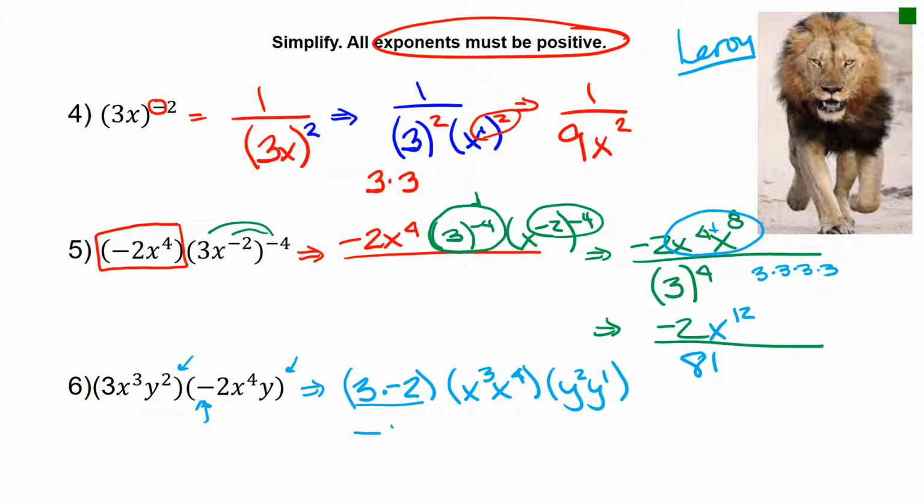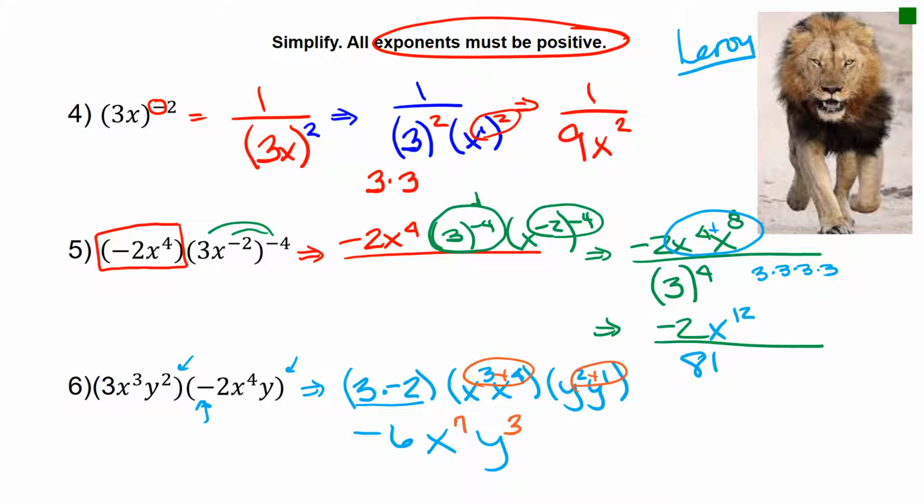3 times negative 2 is negative 6. With numbers, you do what it says. With variables, you've got to count and see how many you've got at home. 3 plus 4, 7. The y's, I'm going to count. I've got 2 plus 1, 3.